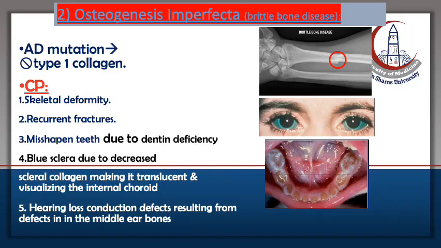They have a blue sclera. Why? Because the sclera is deficient in collagen type 1, making the sclera translucent, and thus the underlying internal choroid can be visualized easily. Hearing loss, which is a conduction defect type of hearing loss. Why? Because there is abnormality in the middle ear bones.